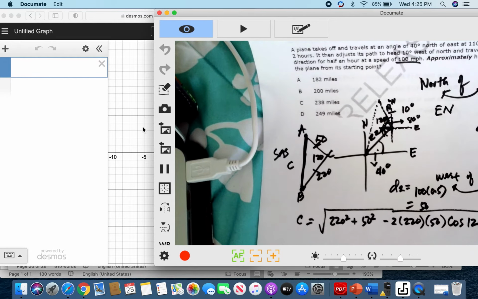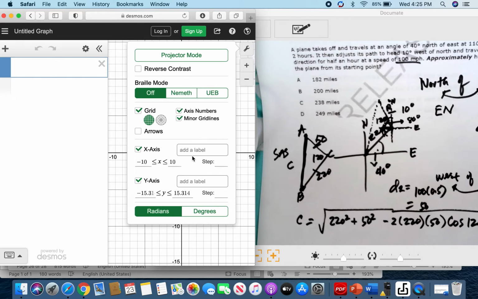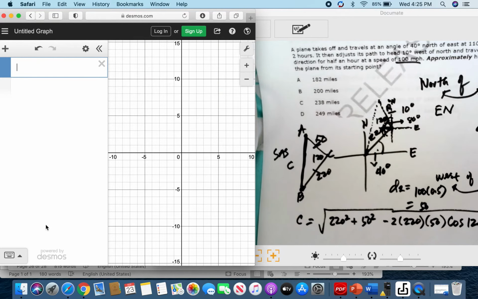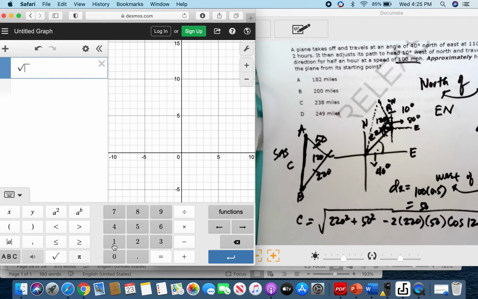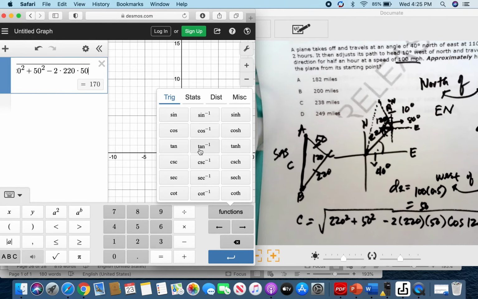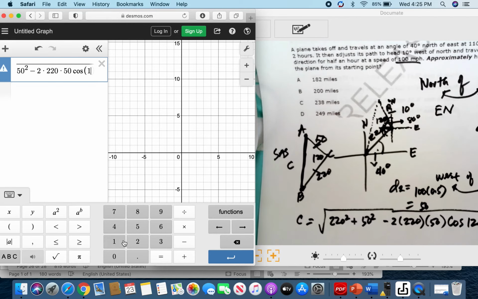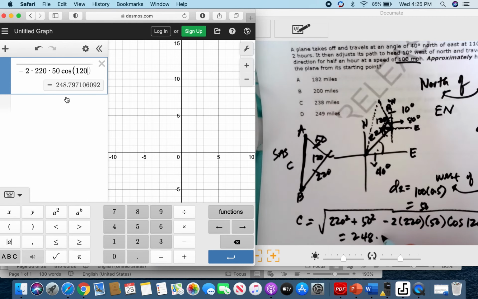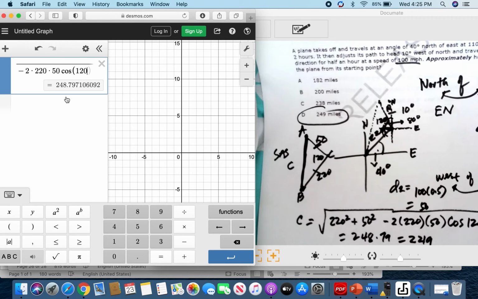Make sure that our Desmos is in degree mode. So put those values: square root of 220 squared plus 50 squared minus twice those values times cosine of 120. And that's the answer, 248.79, or to the nearest mile, it's equivalent to 249. So therefore, our answer is letter D.